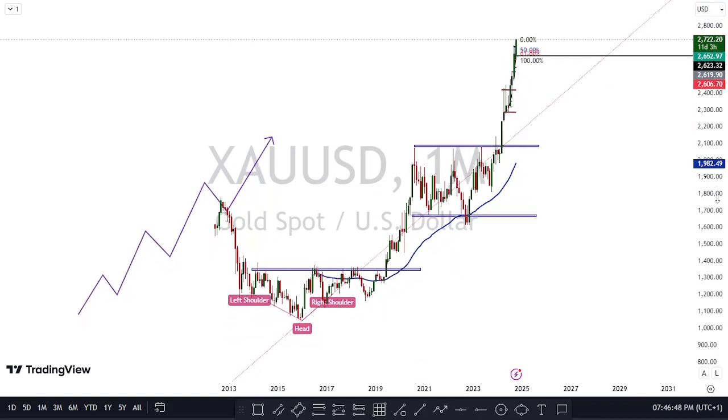Damn, gold is really high at 2,722 per ounce. Really? Wow, February 1st.